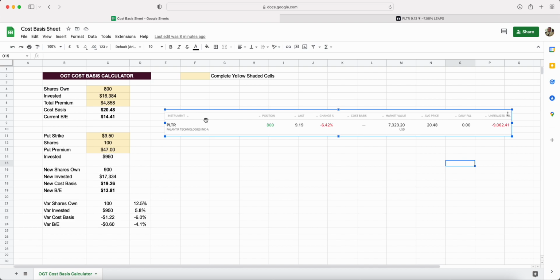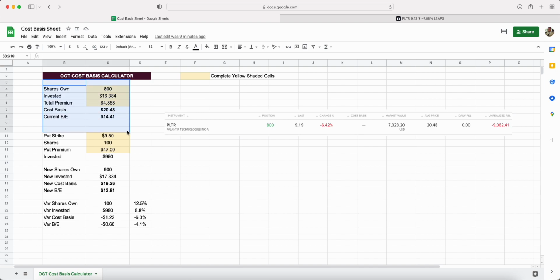But what I really want to understand is, I know my cost basis, or my average price, is 20.48. What I want to understand is what's my break even? Because obviously I've sold a lot of put options to obtain these 800 shares, and I have sold a lot of covered calls while I've maintained and held these 800 shares. I need to take that into account to tell me what my break even is. And that is what this calculator does.